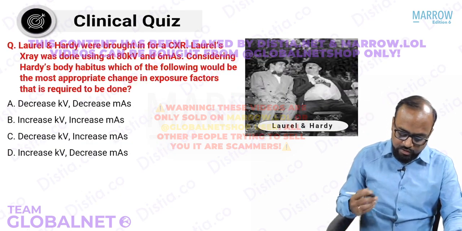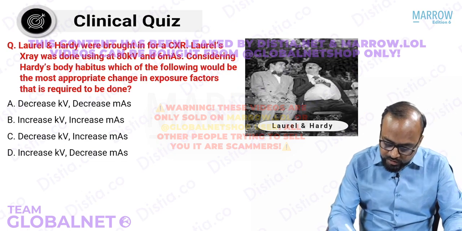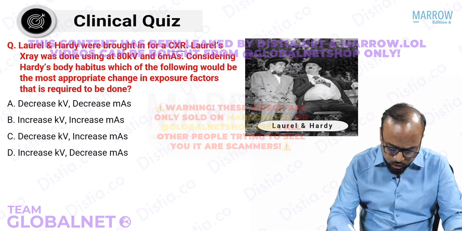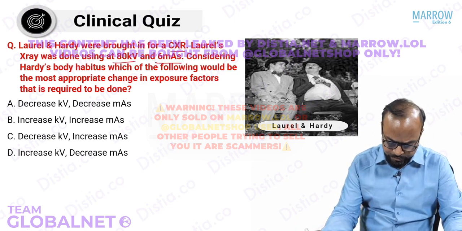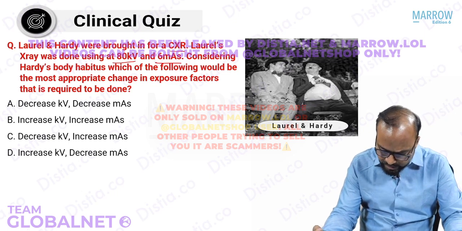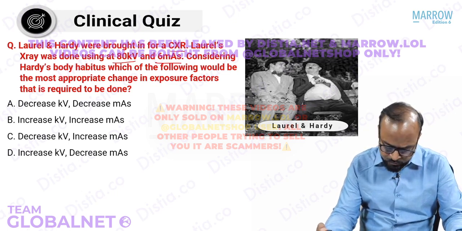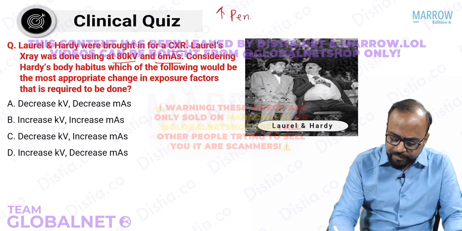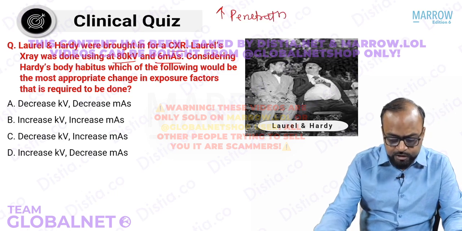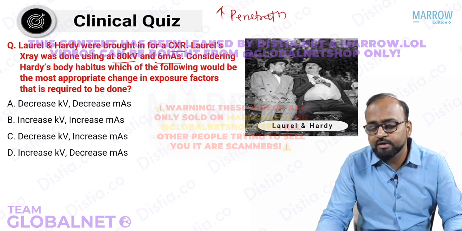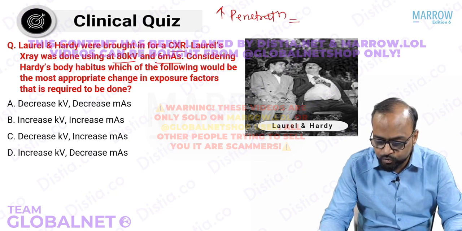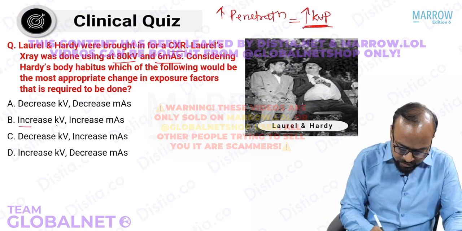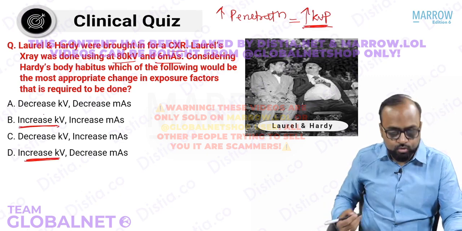Now Laurel and Hardy were brought in for a chest X-ray. Laurel is a very thin built guy, Hardy is a very heavy guy. Laurel's X-ray was done at 80 kV, 6 ms. Considering Hardy's body habitus, a healthily built guy, the first thing we need is increased penetration. Penetration is determined by kVp, directly proportional. So we need increased kVp. So these two could be the answers.